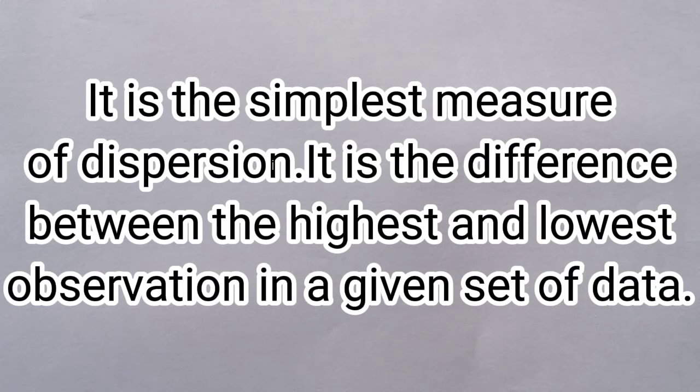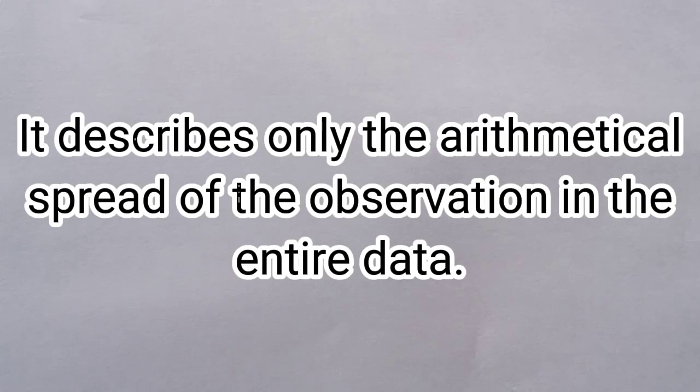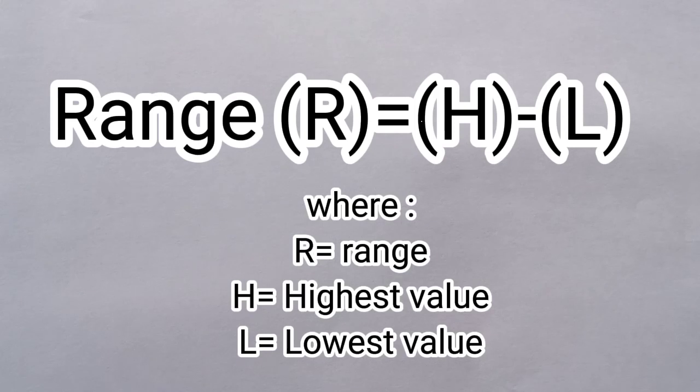Let us have first the range. The range is the simplest measure of dispersion. It is the difference between the highest and lowest observations in a given set of data. It describes only the arithmetical spread of the observations in the entire data. To find the range, we use the formula: highest value, H, minus the lowest value, L.